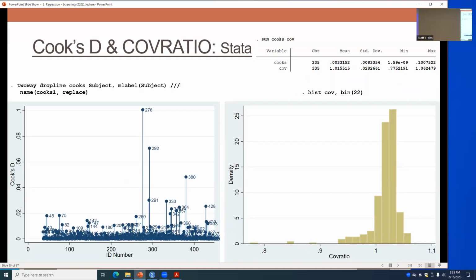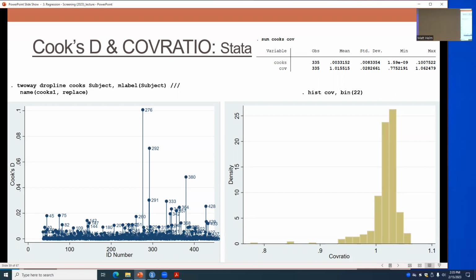Okay. Some different ways to represent this, just as examples in Stata, you can do these drop line plots, which are pretty cool. This is just lining up all your observations and their values, right? So here's your ID number, and on here is your Cook's. It's just a different way to represent it. It's kind of cool.